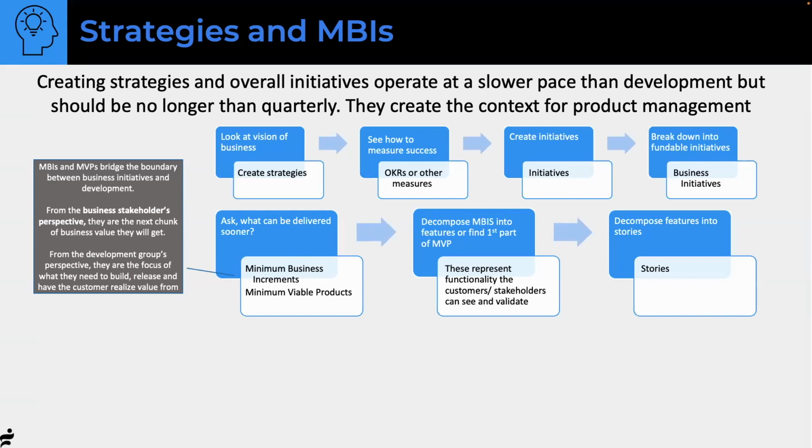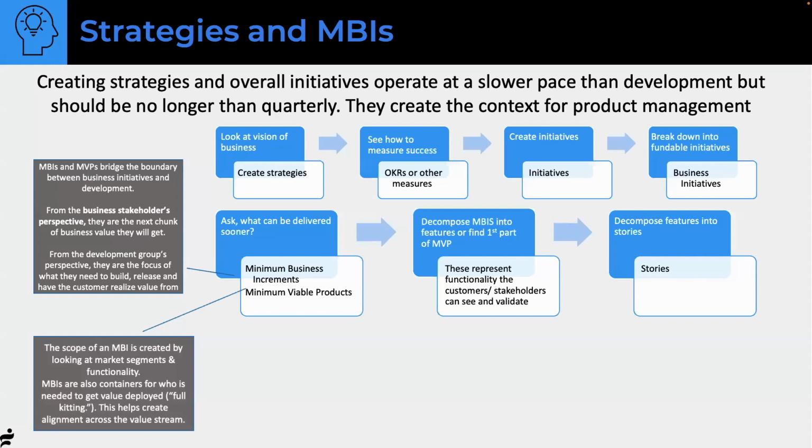So you can talk about what are we getting, what MBIs are we focusing on, what value do we expect to get next, and track these on a board that way. The scope of an MBI is created by looking at market segments and functionalities. We'll get into the specifics of this in another session. Again, MBIs are also containers for who is needed to get value deployed, the full kitting, and this helps create alignment across the value stream.